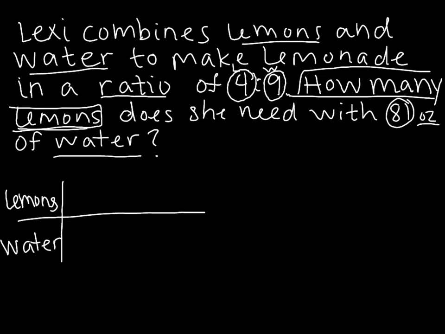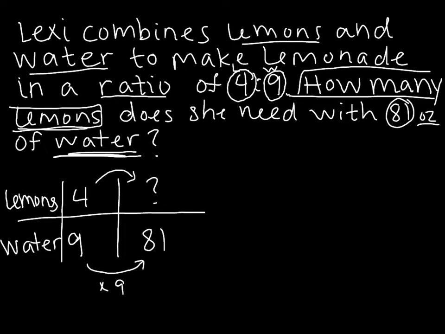All right, and I figured out the 4 in my ratio was lemons, so I'm going to put the 4 in the lemons row, and the 9 is water. Okay, and then I have 81 ounces, and that goes with this water, so I'm going to put 81 in my water row, and now I just need to figure out those lemons there. I could cross multiply this if I wanted, but for this problem, it's easy to see that 9 times 9 gets me 81.